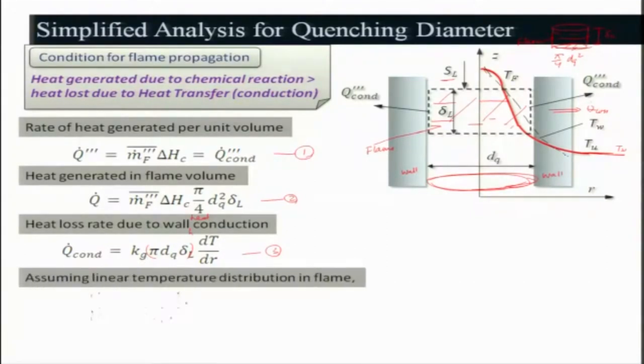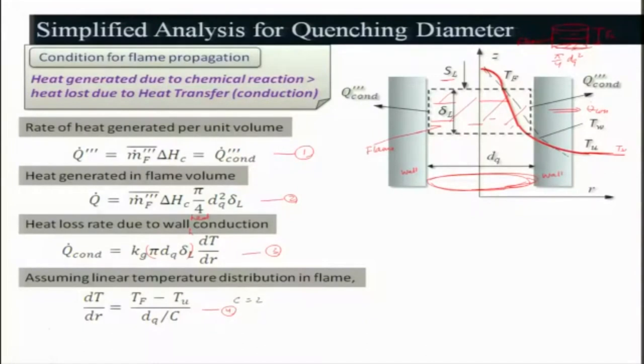And then we will find dT by dr as Tf minus Tu over dq by c. If c is equal to 2, then it will be linear. But otherwise, if I take something different, it will be different. However, this is an approximation. To get this dT by dr, you will have to invoke the conservation of energy equation, and then solve it numerically or analytically, which is quite difficult. So, what we will be doing is substituting equations 4, 3 and 2 in 1.